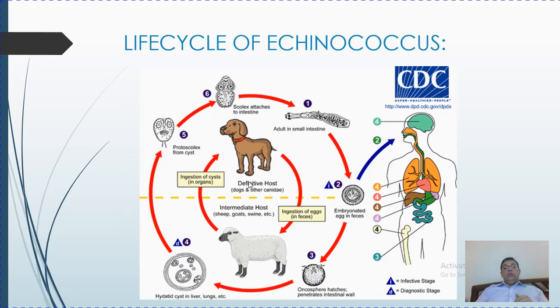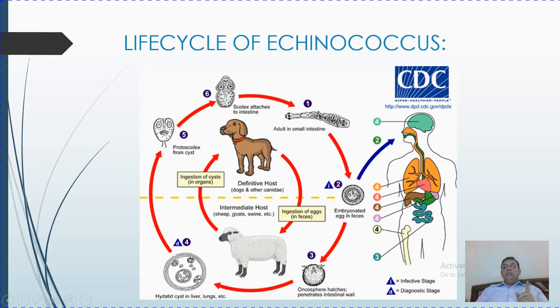Once again, we know the life cycle, we know human beings and sheep are the intermediate hosts, and dog is the definitive host, and human beings are infected when there is the embryonic egg in the feces. Once again, the infection route is the fecal oral route, and after ingestion, what happens? It goes into the intestine. After going into the intestine, it develops into further stages and it reaches the liver.